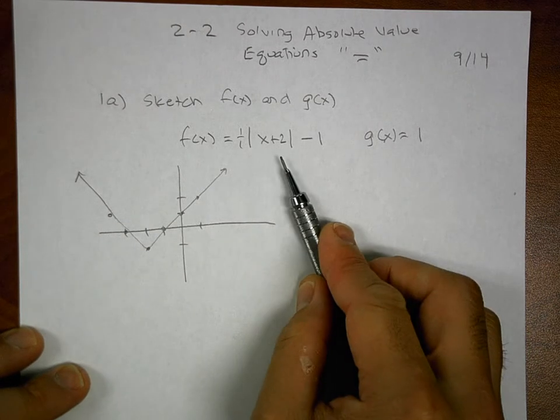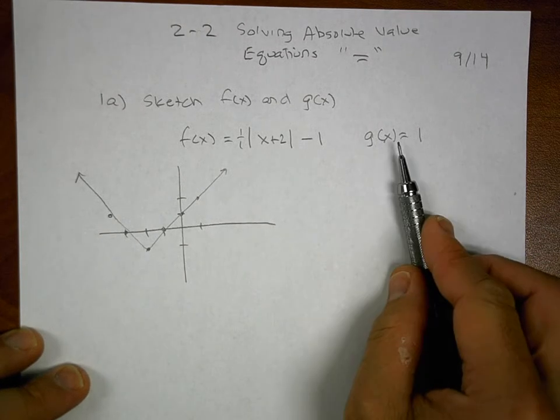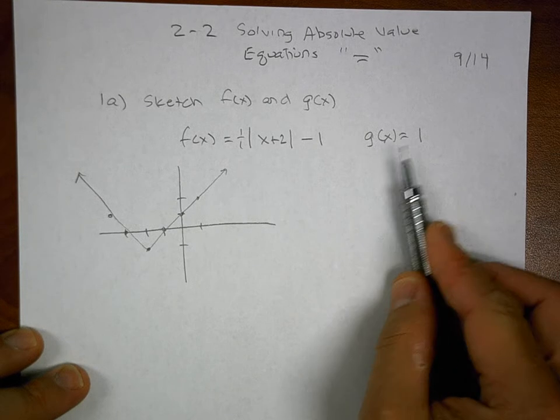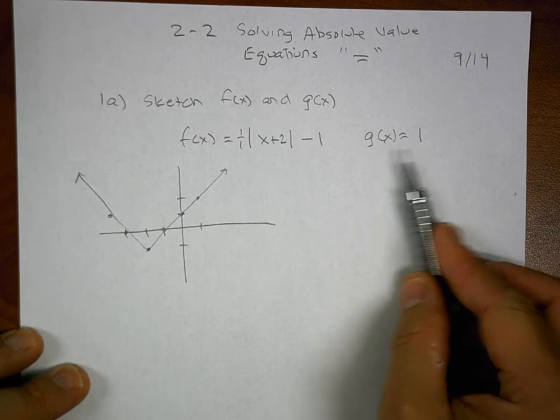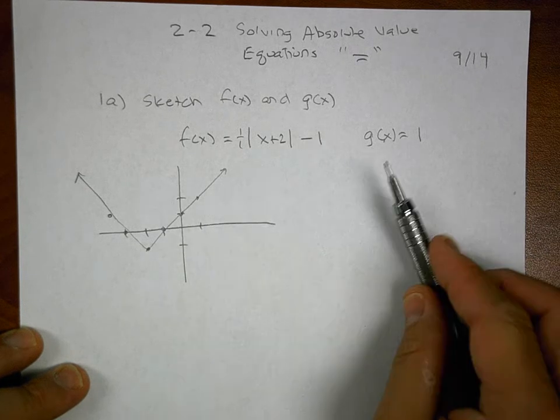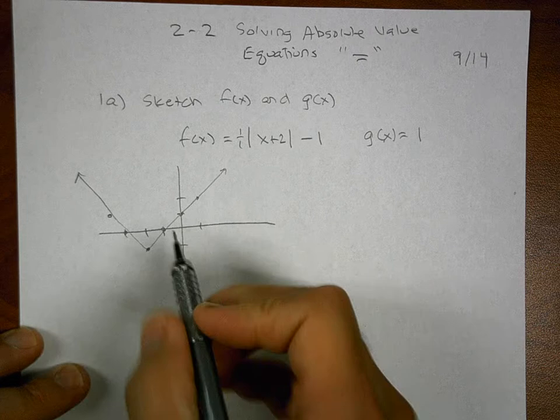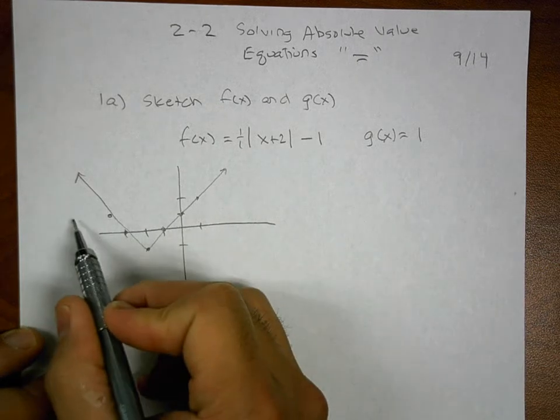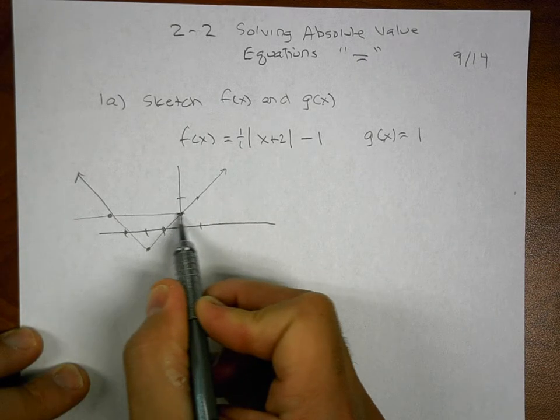They want you to sketch this, and they also want you to sketch the other graph, y equals 1. What does y equals 1 look like? Is it vertical or horizontal? Horizontal. There you go. So there it is, y equals 1. Go ahead and graph that right there.